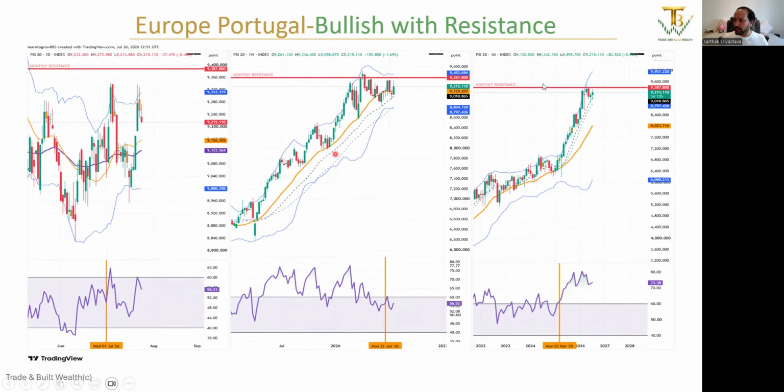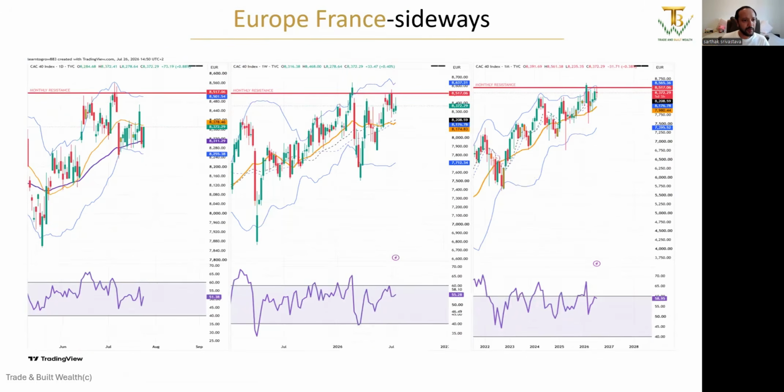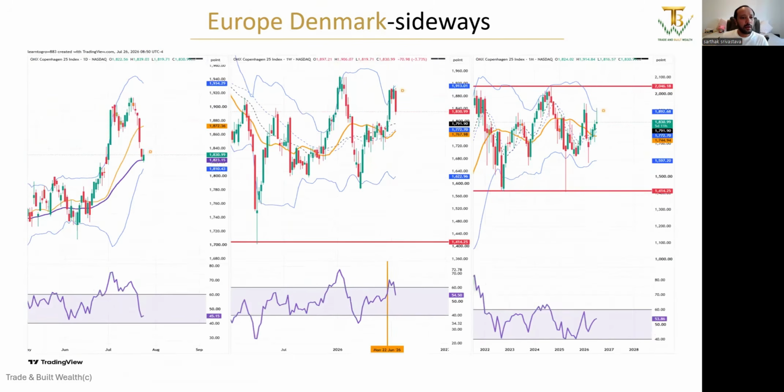Portugal is also at resistance, so it's similar to the previous chart. Yeah. France is sideways. It tried to break the monthly 60 and could not. It's not easy to break monthly 60, to be very honest. It's also at a very high resistance over here. There's a double top forming. It's at a good support on the daily. Let's see what happens over here. But overall, France is sideways now.